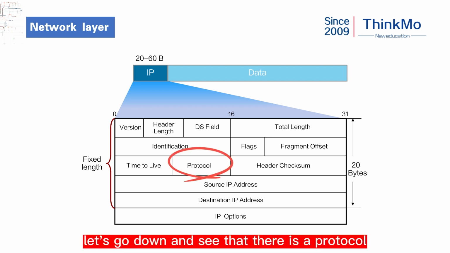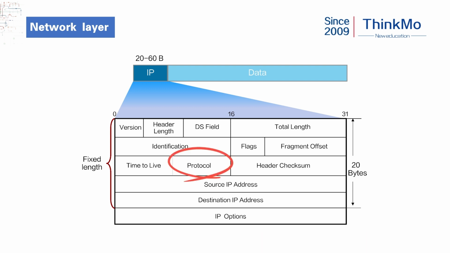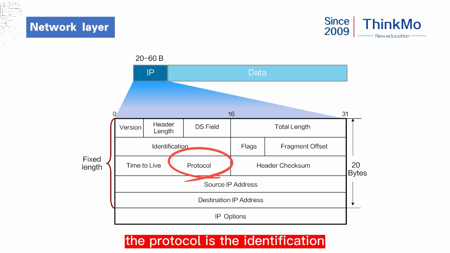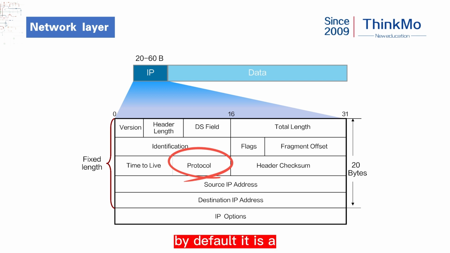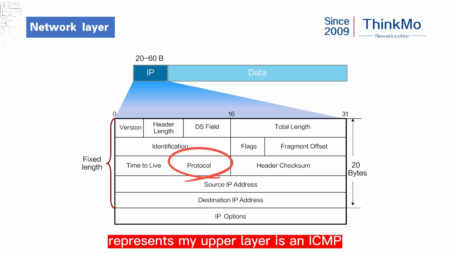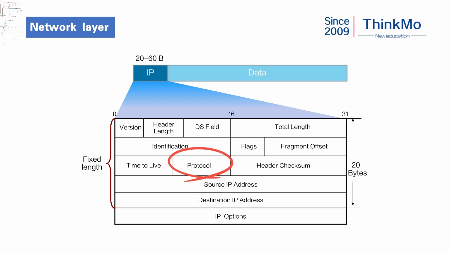Let's go down and see that there is a protocol field. What does the protocol mean? The protocol is the identification of the upper layer protocol. We identify services above the network layer. In the future we will learn a protocol called ICMP. If I fill in 1 in the protocol field on the 3rd layer, it represents that my upper layer is ICMP.